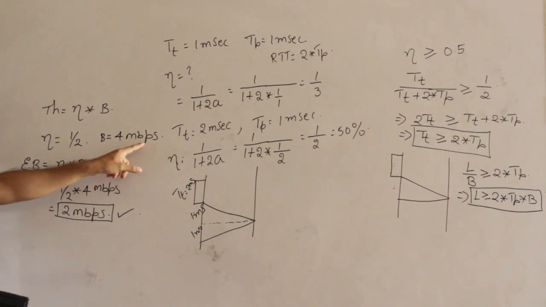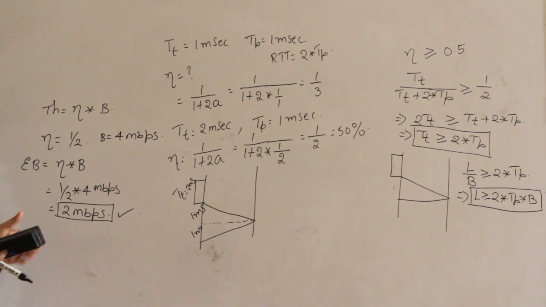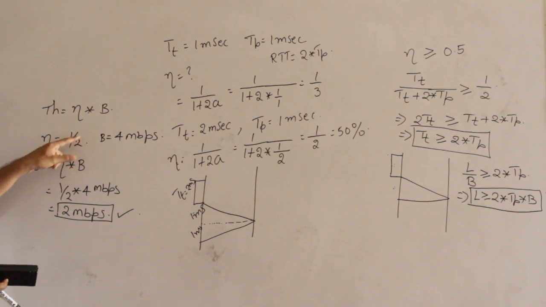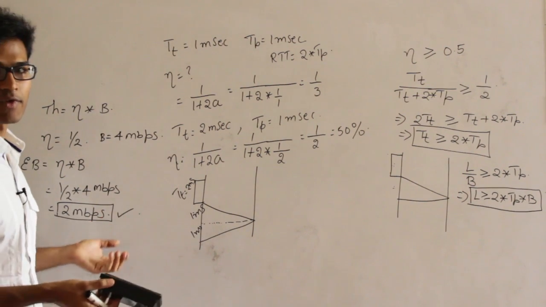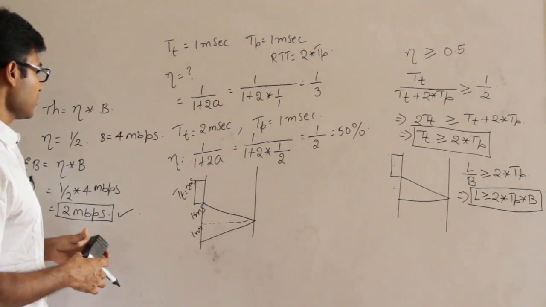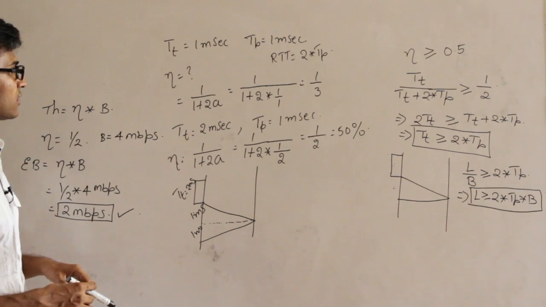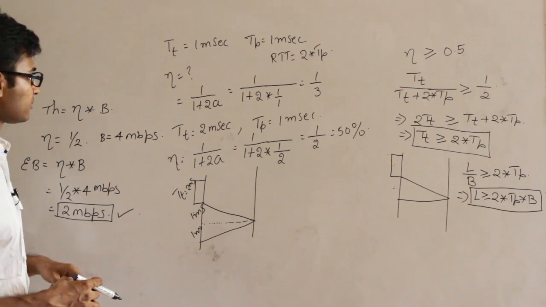Even though you could transmit 4 Mbps given the entire time, since we are transmitting only for half of the time, efficiency is half. The effective bandwidth is half of it, which means even though the bandwidth is 4 Mbps, effectively you are getting 2 Mbps. The reason is, half of the time we are transmitting and half of the time we are waiting. Because of the waiting time, we are going to get less bandwidth. That is why effective bandwidth is less.